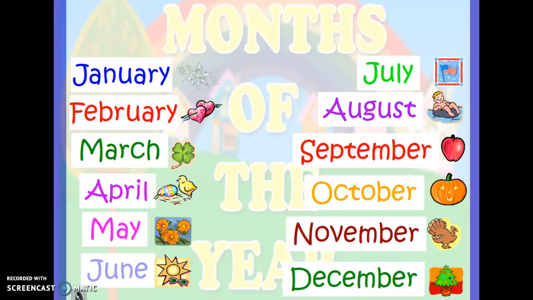So to start our day, we're going to review our months of the year. So our first month is January, then February, March, April, May, June, July, August, September, October, November, December. All right, now you say it along with me. January, February, March, April, May, June, July, August, September, October, November, December.